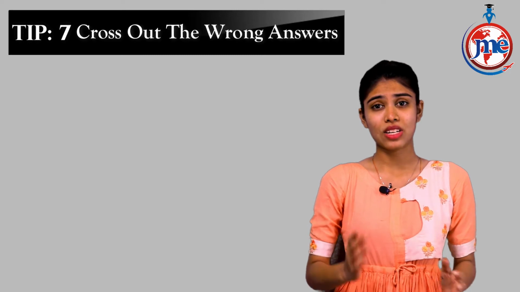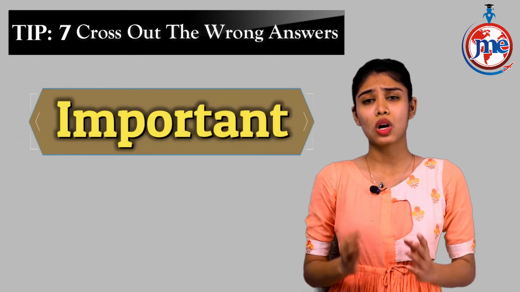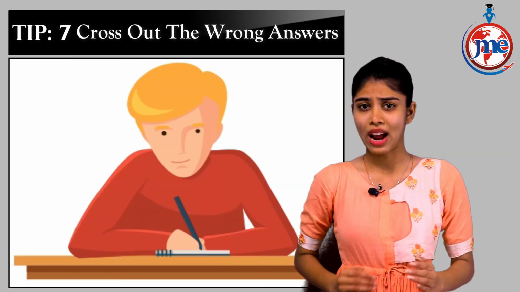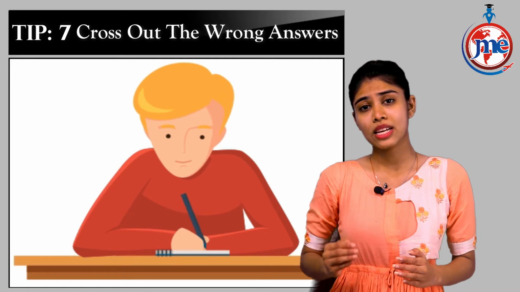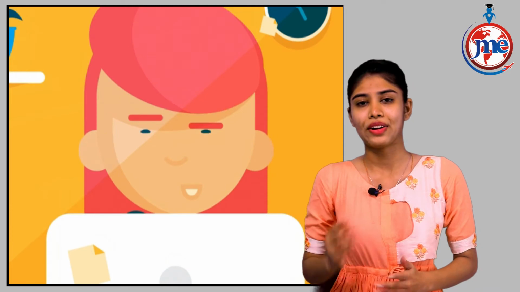Tip number 7: cross out the wrong answers. Students, it's very important to cross out the wrong answers. Why am I saying this? Because when you are finding an answer and you think that this is not the answer for this question, cross it out. So you will be less confused and you will be able to find all the answers correctly.